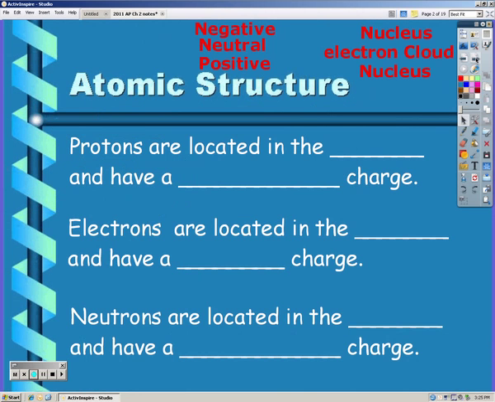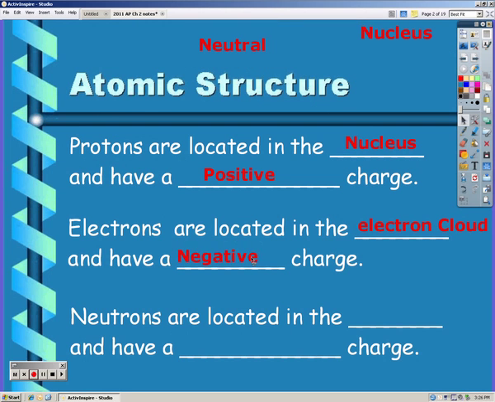Make sure that you know the three parts of the atom and where they're located. Protons are located in the nucleus and have a positive charge. Electrons are located in the electron cloud and have a negative charge. And neutrons are located in the nucleus and have a neutral charge.